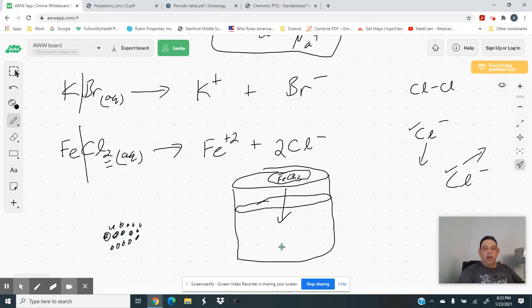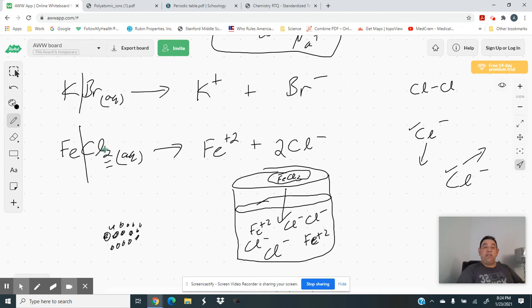Once you put them in water, it liberates them. So there's an iron that goes its own way, and one of the chlorides goes here, another chloride's here. If we want to draw more, we could. If there's a second iron, there's two chlorides that go with it. Always twice as many chlorides as irons. That's what the 2 is basically showing you.